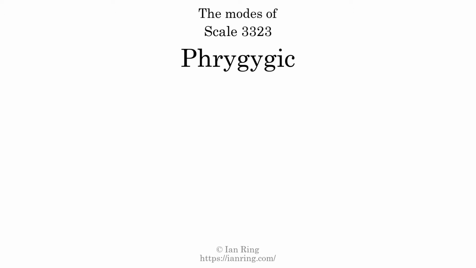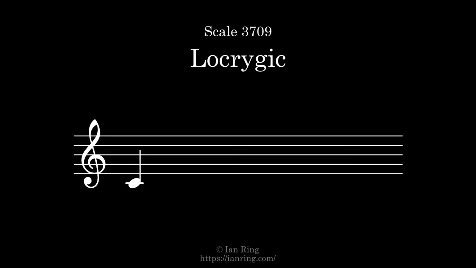This scale has 9 modes. The first mode is itself. The second mode is scale 3709, also known as Phrygygic. It sounds like this.